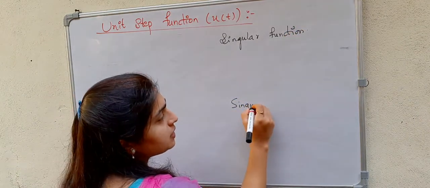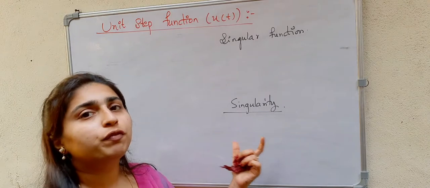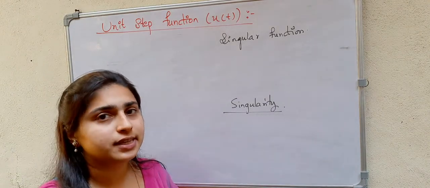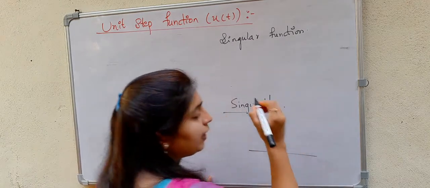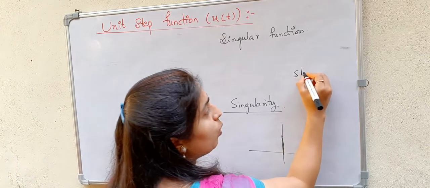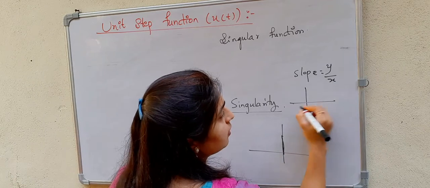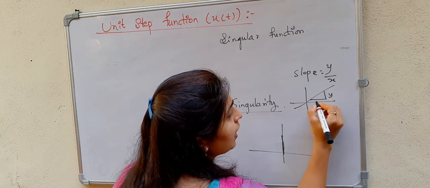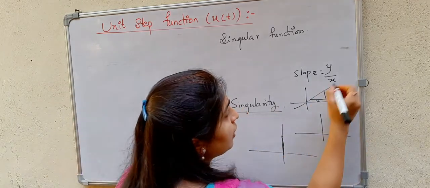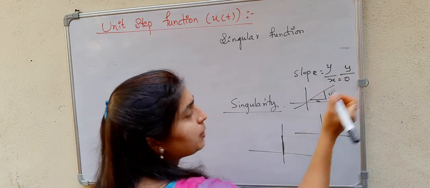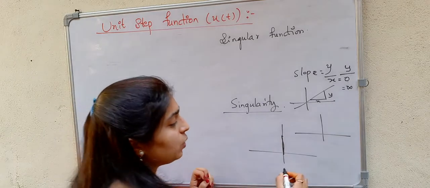Singularity is a point where the derivative of the function does not exist. It does not possess a derivative. So at t is equal to 0, what happens? We have a vertical line, right? For a vertical line, you know, slope is equal to y by x. If I consider a straight line, this is y, this is x, so the slope will be equal to y by x. In case of a vertical line, your x becomes 0, that means the slope is equal to infinity at this particular point, at t is equal to 0.